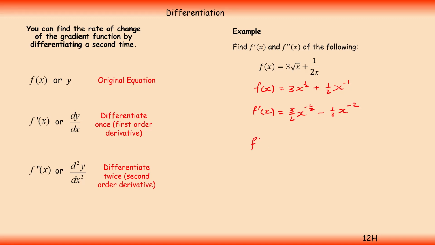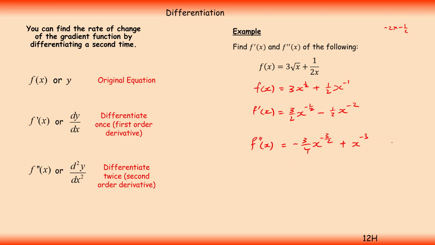Now the second order derivative, f double dash of x, or d2y by dx squared, is equal to, so multiply by minus a half, so you get minus 3 over 2 times minus a half, minus 3 over 4, x to the power of, take 1 away from a half, minus 3 over 2. Got a minus 2 times minus a half, gives me 1. So it's going to be plus x to the power of, take 1 away, minus 3, becomes smaller.